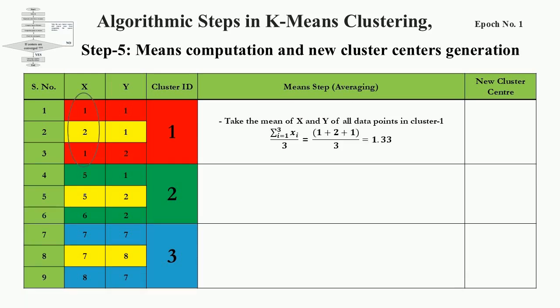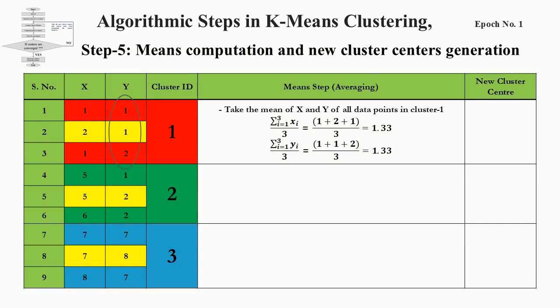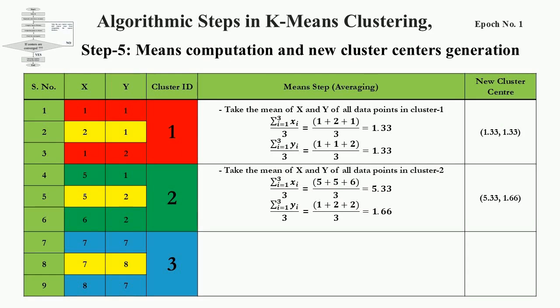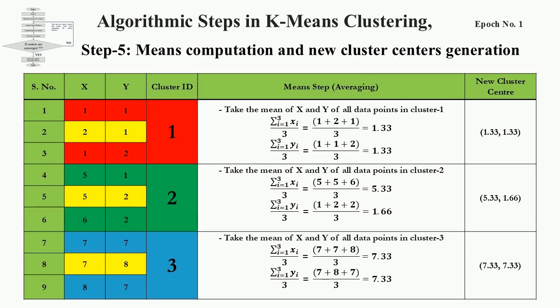Take the mean of the X coordinate of each data point in cluster 1. Similarly, take the mean of the Y coordinate of each data point in cluster 1. Put the means in the new cluster centers column. Same treatment for data set points in cluster number 2, and data set points in cluster number 3.